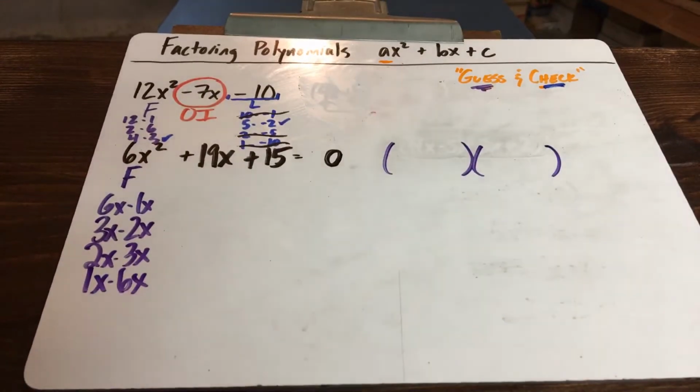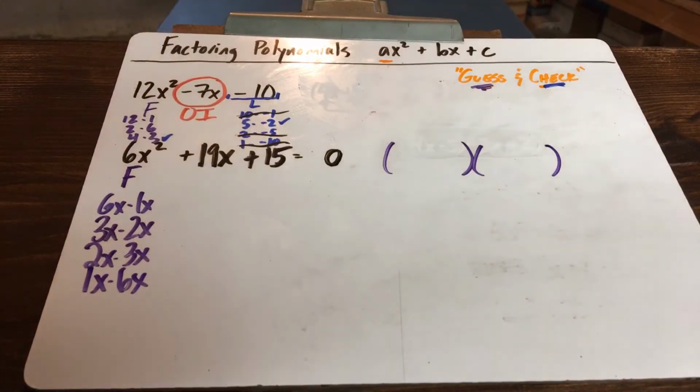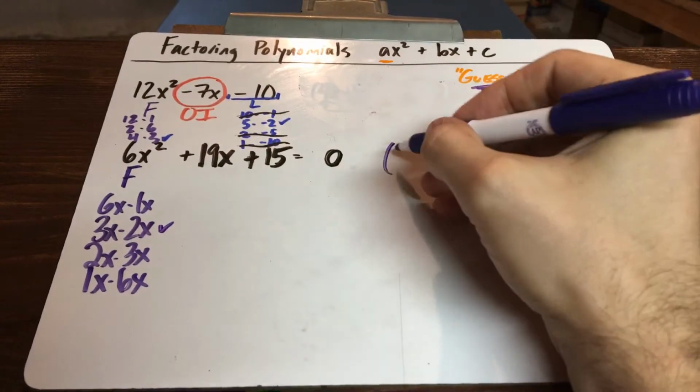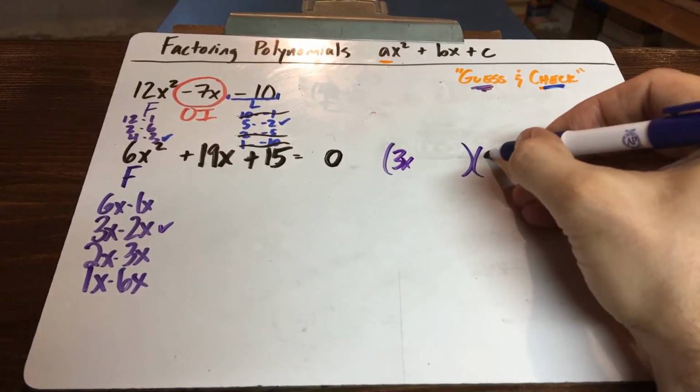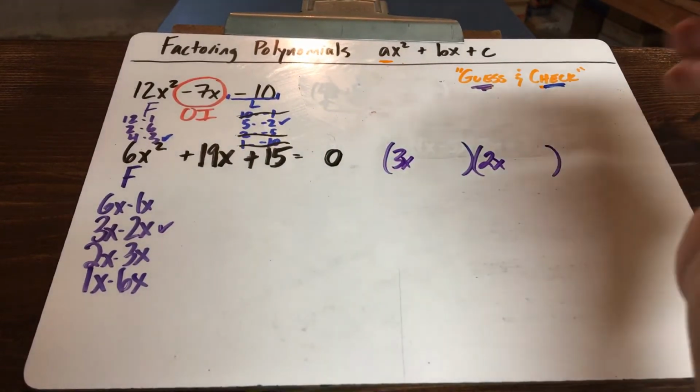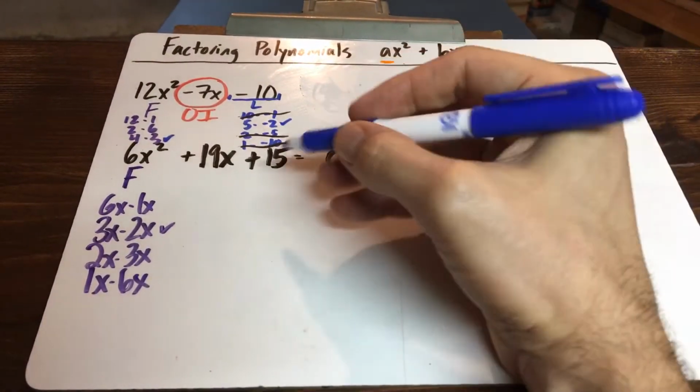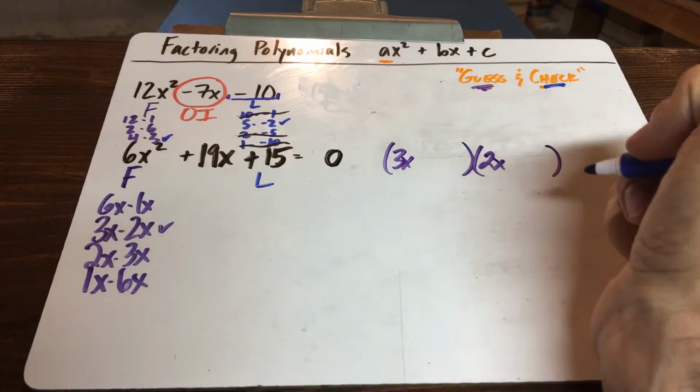Those are the only 4 ways to multiply together to get 6, right? We can't use decimals, so there's no need to try to get creative and come up with some decimal combination. Not going to happen. It's got to be one of these. More than likely, it's going to be one of the 2 in the middle. Let's just try this one since I wrote it first. Let's try 3x and 2x. And now we're going to look at the letter L. At the last part of my parentheses, it has to be positive 15.